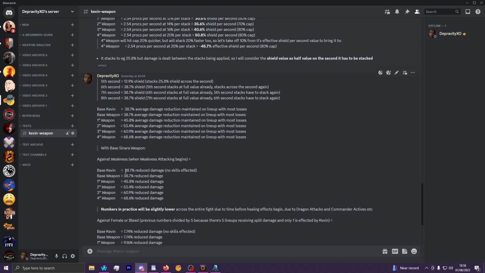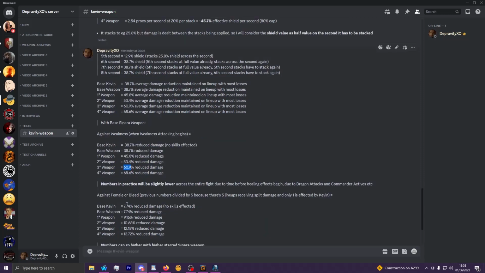And it'll be this. And you can see that the additional levels, because of the increased cap, really skyrockets the effectiveness against weakness. That one lineup starts to become so hard to deal damage to. And you'll see the effect of these further stars as you go down when I do a health comparison at the end here. And of course, against female or bleed, the damage isn't fixated on that lowest health damage lineup.